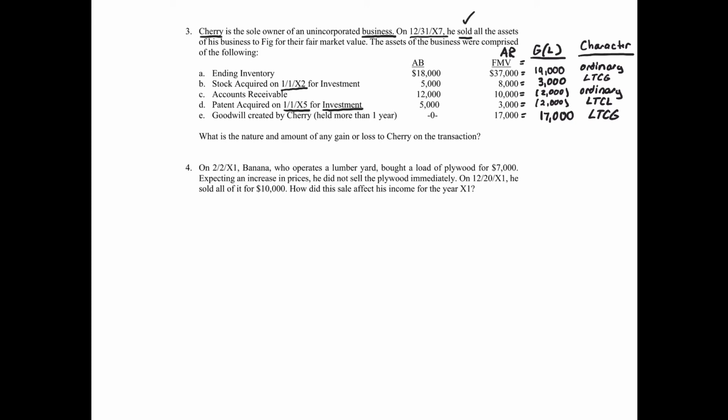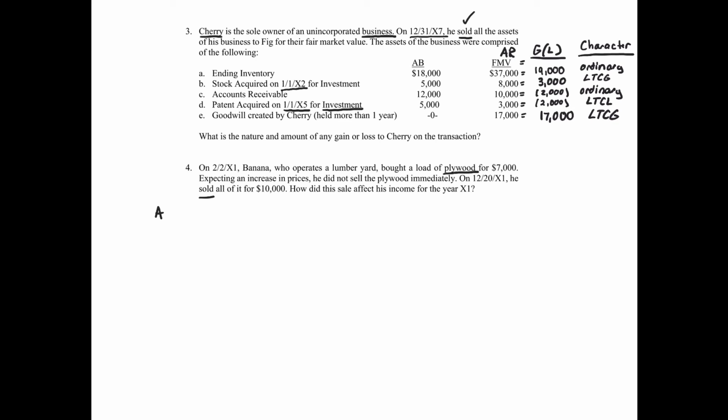On 12/1/X1, Banana, who operates a lumber yard, bought a load of plywood for $7,000. Expecting an increase in prices, he did not sell the plywood immediately. On 12/20/X1, he sold all of it for $10,000. How did this sale affect his income for the year X1? Okay, we've got a sale of property. He sold it, and we've got plywood, which of course is property.